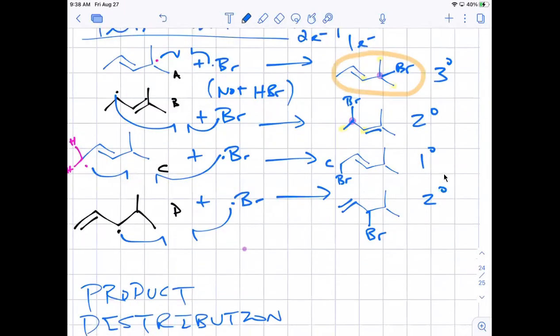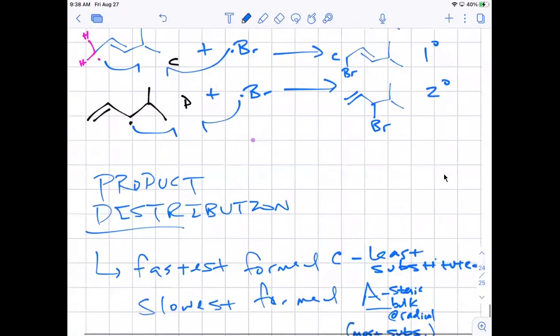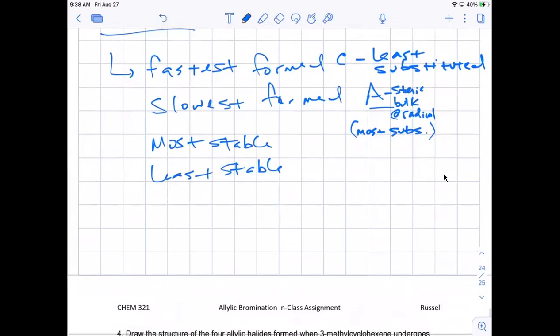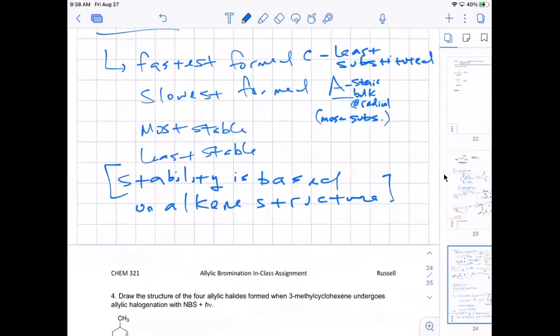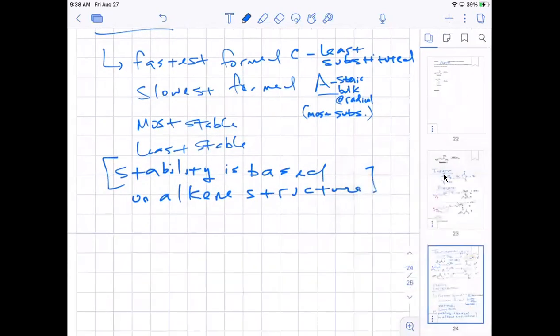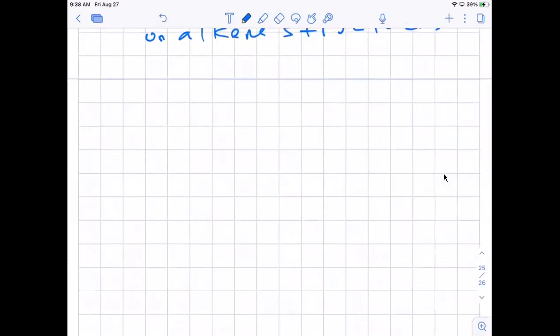Okay, so when we talk about alkenes, you may or may not remember this, but I'm going to put that down here: the stability is based on alkene structure. So the stability is based on the structure of the alkene. Let me show you that real quick. Alkene stability and carbocation stability are kind of parallel, right?